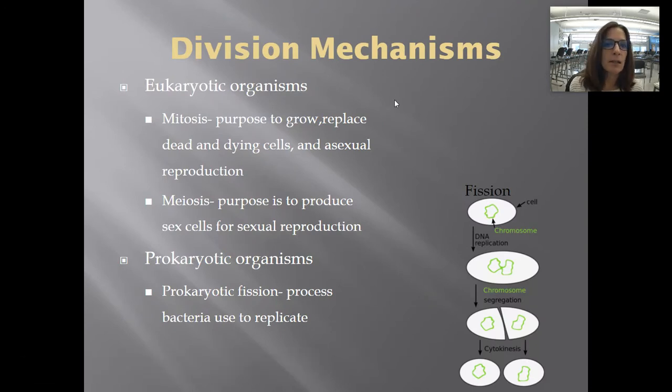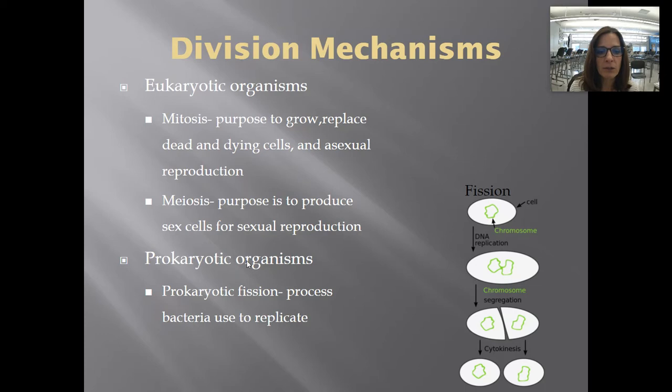So let's talk about different division mechanisms. We know that eukaryotes do 2 different things. They do mitosis and they do meiosis. In this lecture, we're going to talk about mitosis and then we'll get into meiosis. The purpose of mitosis is for organisms to grow, to replace dead or dying cells, or to do asexual reproduction. And I always remember that mitosis happens in your toses. Meiosis, its sole purpose is to produce sex cells so organisms can do sexual reproduction.